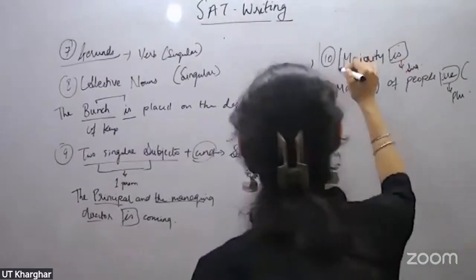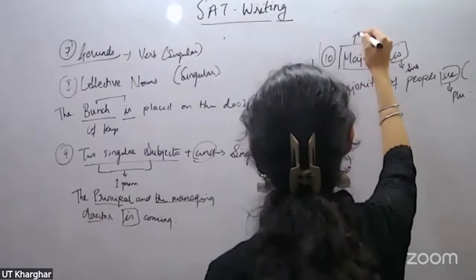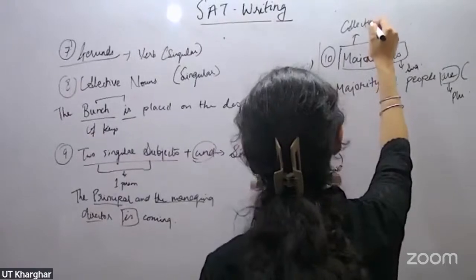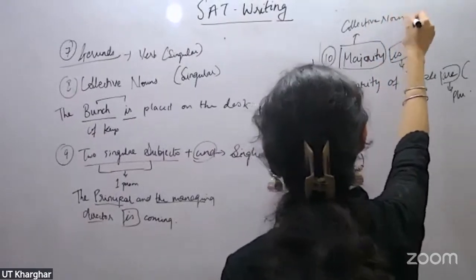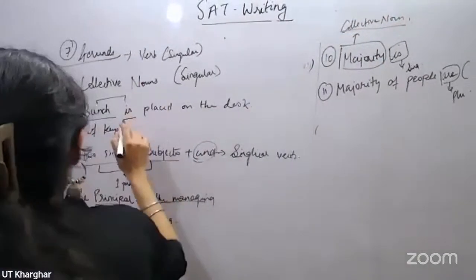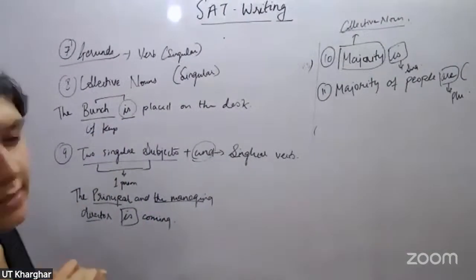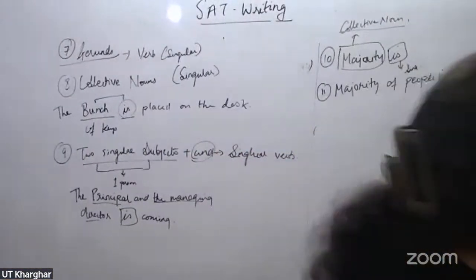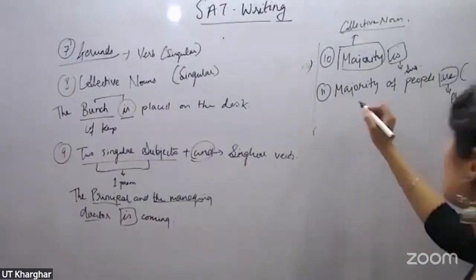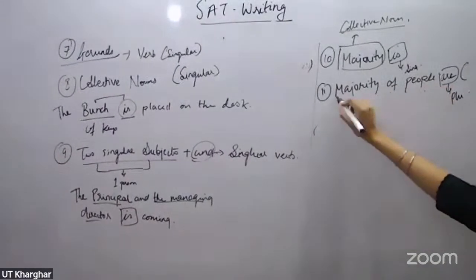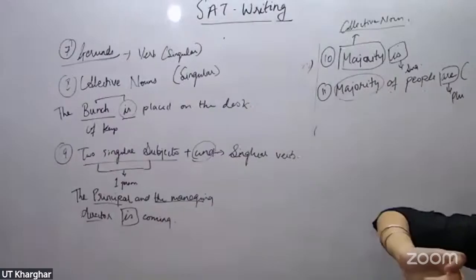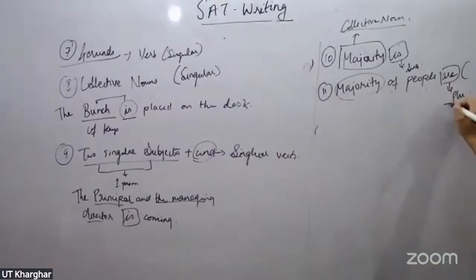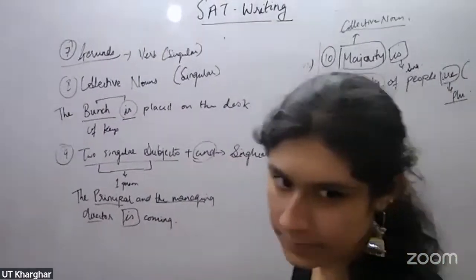So why does this happen? Because majority is a collective noun. And what did we learn over here? Whenever we have a collective noun, we always have a singular subject. So majority together becomes a collective noun. But "majority of people" talks about more than one person, right? And hence the verb would be plural.